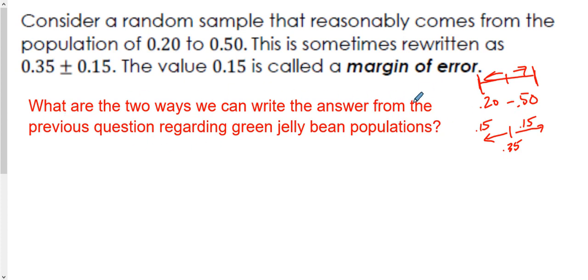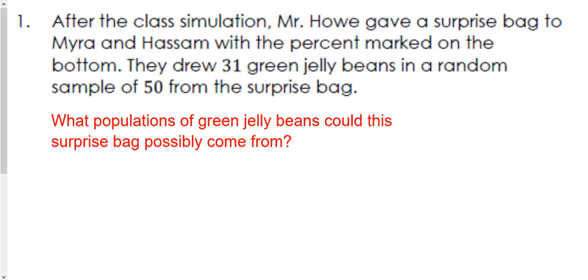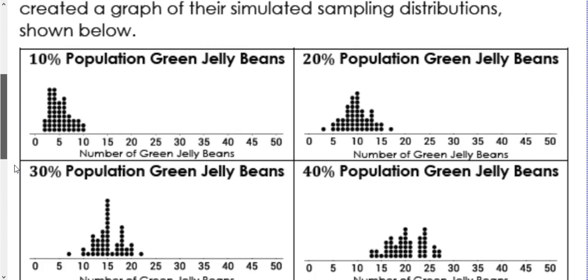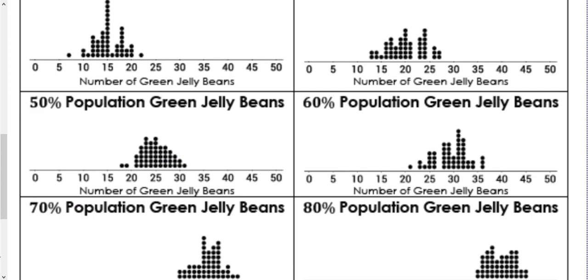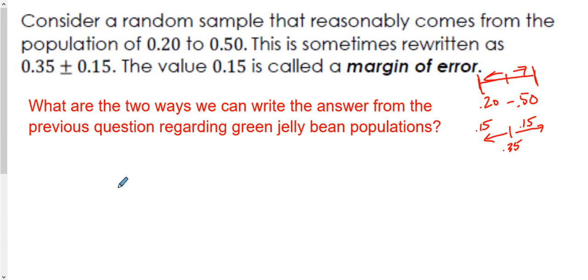So if we look at this previous answer, we said that the population was going to be somewhere between 50% and 70%. So one way we could say is that it's between 50% to 70%. But another way that we can think about that, guys, think about what is the number that's in the very middle of 0.50 and 0.70, and that is 0.65, and then that would be plus or minus 0.15. So these are the two ways that we can talk about it.